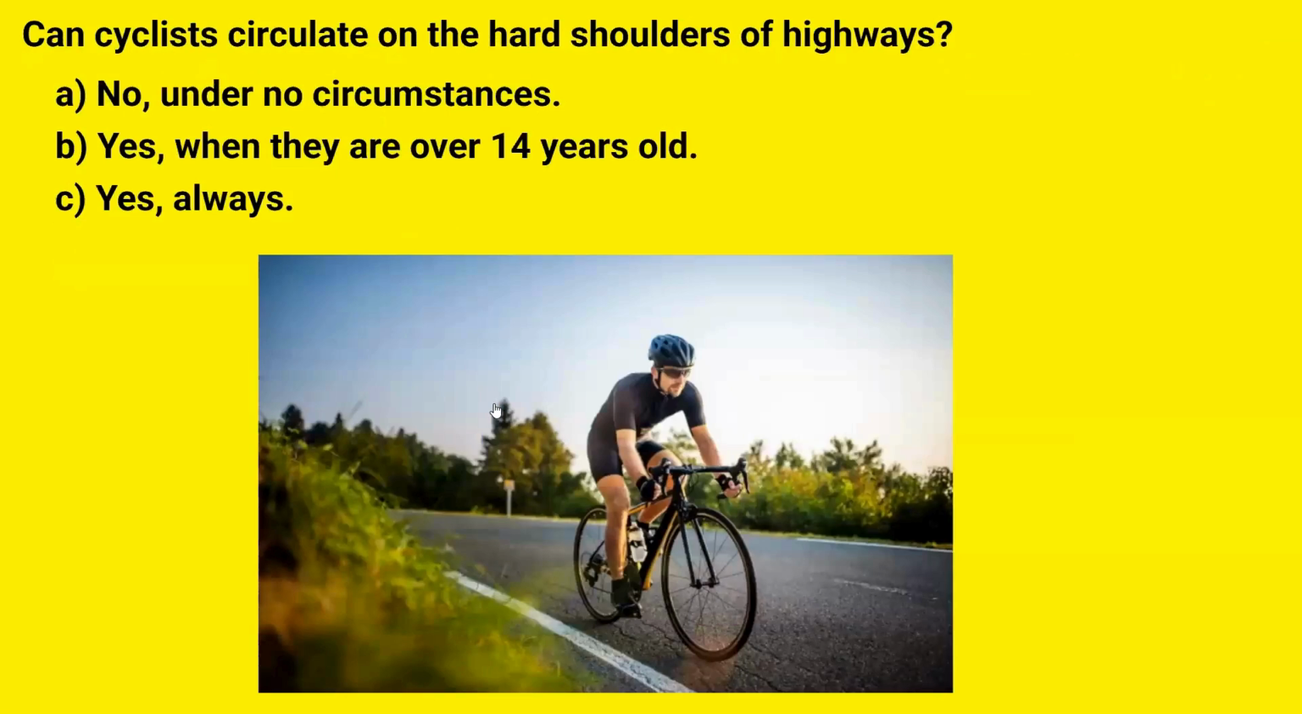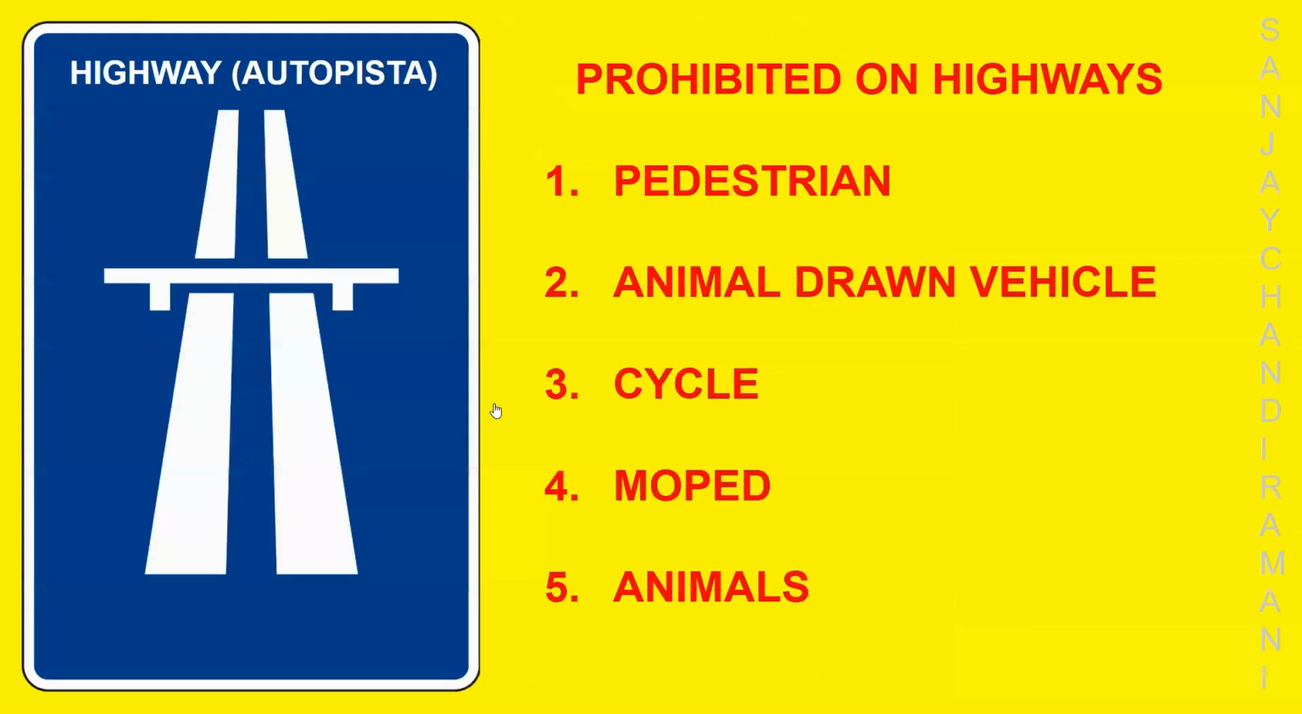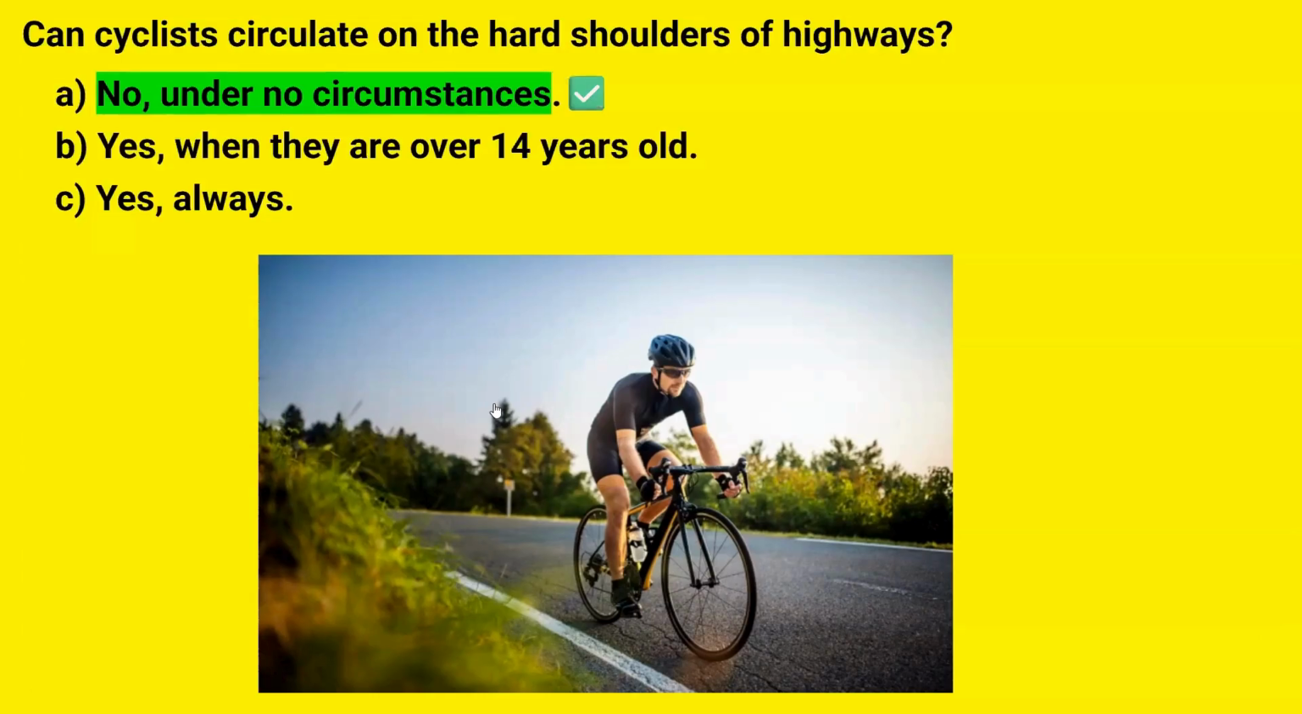Next, can cyclists circulate on the hard shoulder of highways? A. No, under no circumstances. B. Yes, when they are over 14 years old. C. Yes, always. Now we have seen the prohibition on highways is for pedestrians, animal drawn vehicles, cycles. Cycles are prohibited on highways. So option A is the right answer, no, under no circumstances.